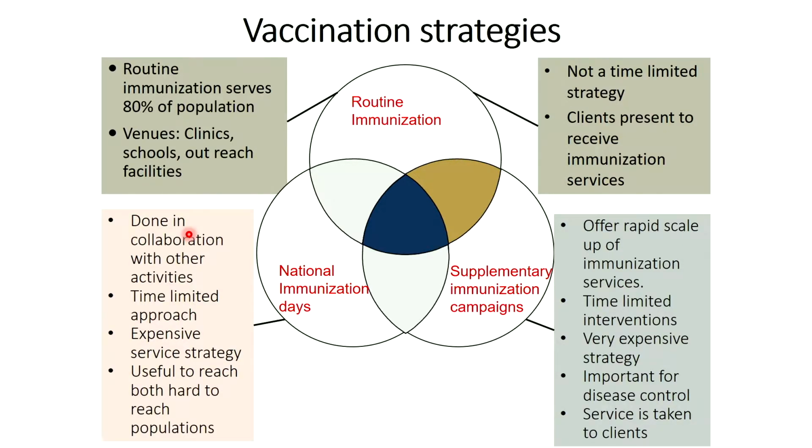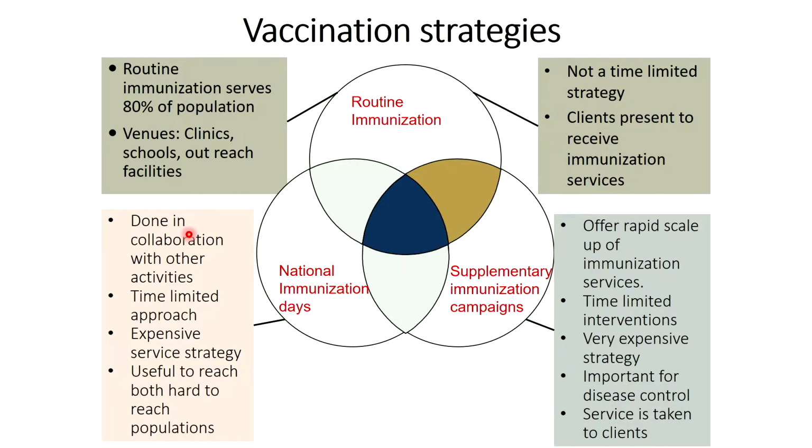Routine immunization is less expensive compared to supplementary campaigns because it is part of the health delivery services, and it serves 80% of the population and is not time bound. It is done in the clinic and sometimes in schools or churches.